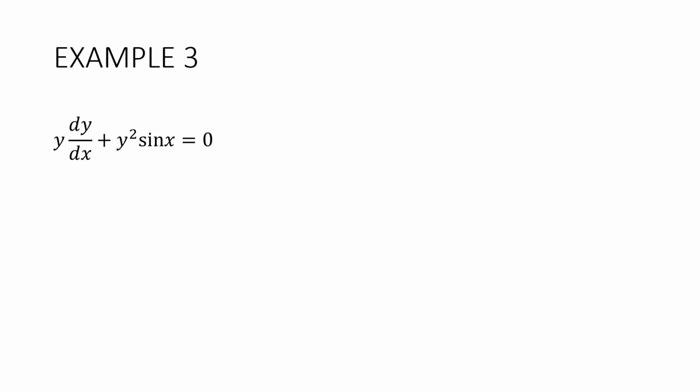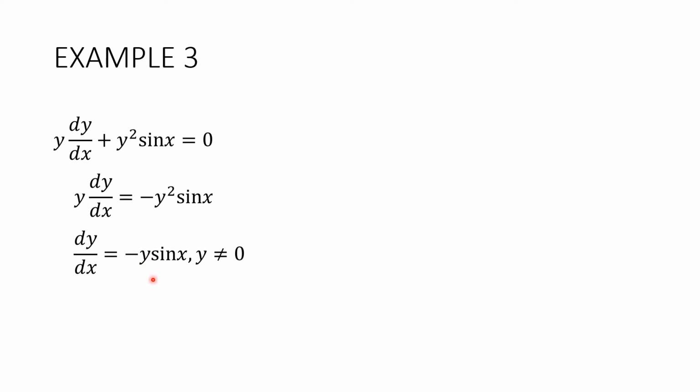y dy/dx plus y squared sine x equals 0. Now this one looks a lot different to the ones we've been doing, but let's start by making dy/dx the subject. We'll take this term over the other side. So y dy/dx is equal to negative y squared sine x. Divide both sides by y, and note that y can't equal 0. And look, we have a function of y multiplied by a function of x, so we can separate the variables.